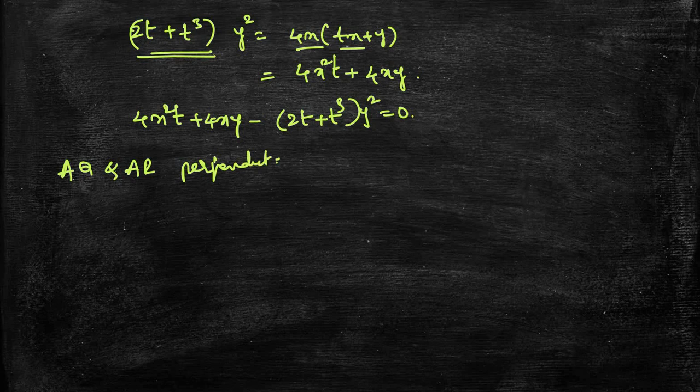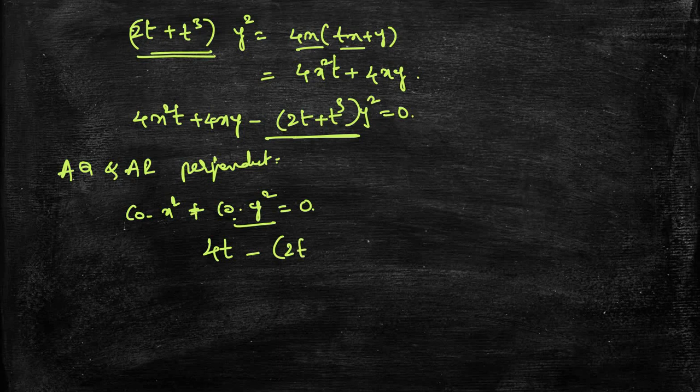So we can take it as coefficient of x² plus coefficient of y² is equal to 0. Coefficient of x² is equal to what? 4t, and the coefficient of y² is equal to minus 2t plus t³, so it will be equal to 0.